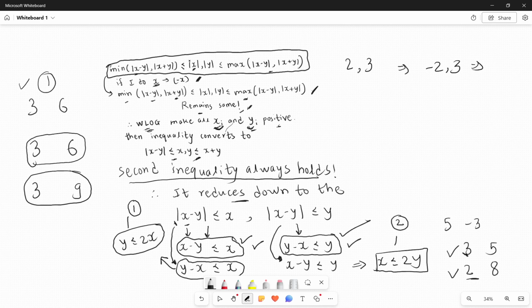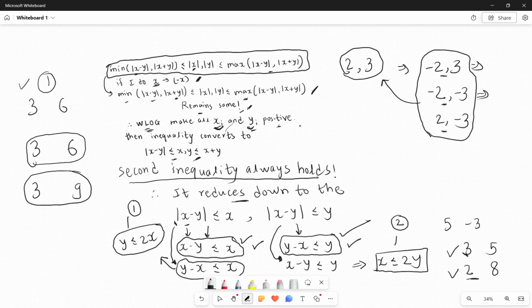Same, if I alter y also, then the inequality will also remain the same. So if it works for this one, then it should also work for 2 comma minus 3 as well. So if this pair works, these three pairs will also work. That's why, to simplify the case, I am converting all of them to their positive counterparts. So then the inequality simplifies.